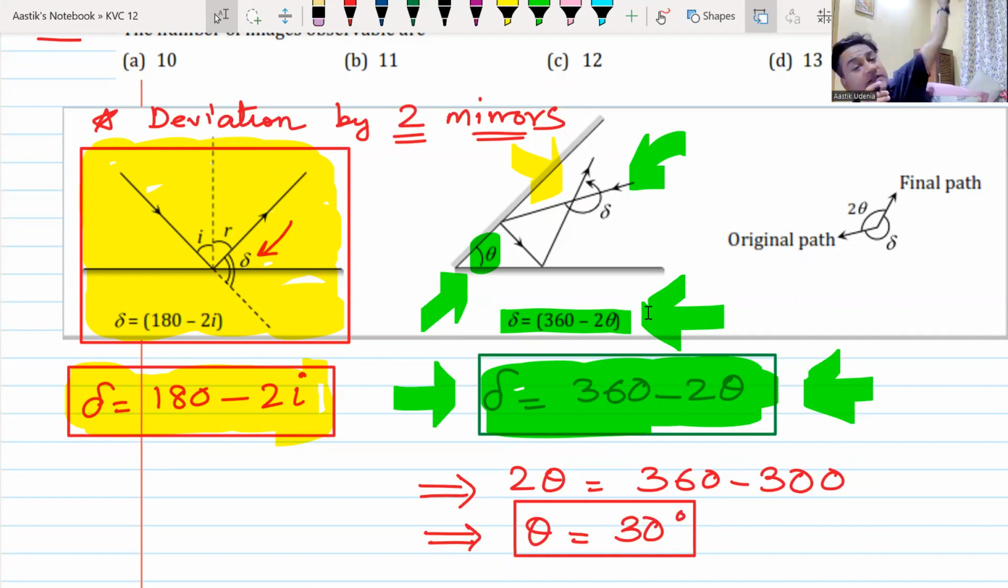Now I apply the concept of number of images formed by the mirror, and I had given you this in the table. Yes or no? 360 divided by 30 is 12, an even number. When it is even, you don't have to worry. It is m minus 1 or n minus 1, whatever that was. Sir, 12 minus 1, 11, sir. That is the answer, sir. Everyone got it? Yes or no?